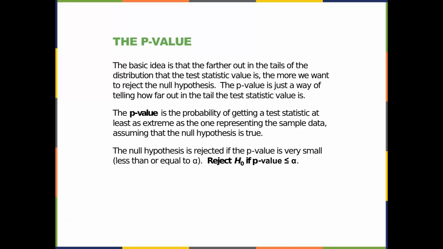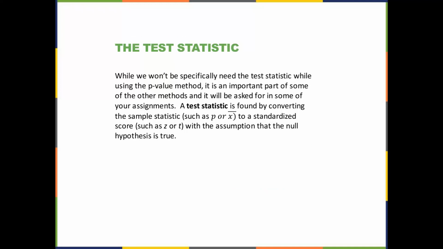So the basic idea is that the farther out in the tails of the distribution the test statistic value is, the more we want to reject the null hypothesis. So that's the whole idea here. If it's falling in those tails, we want to reject it. So we reject the null hypothesis if the p-value is less than or equal to alpha. So that is the rule that you're using in step 3 to make a determination. And then your test statistic is the value that's produced in Excel that you're comparing to alpha. So we'll take a look at that in just a second.